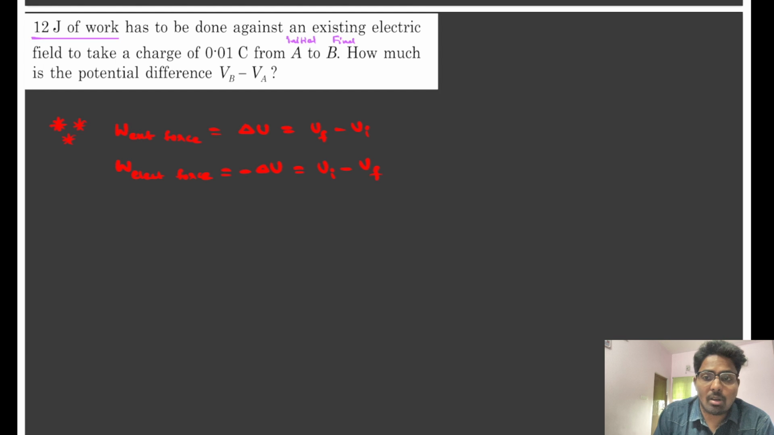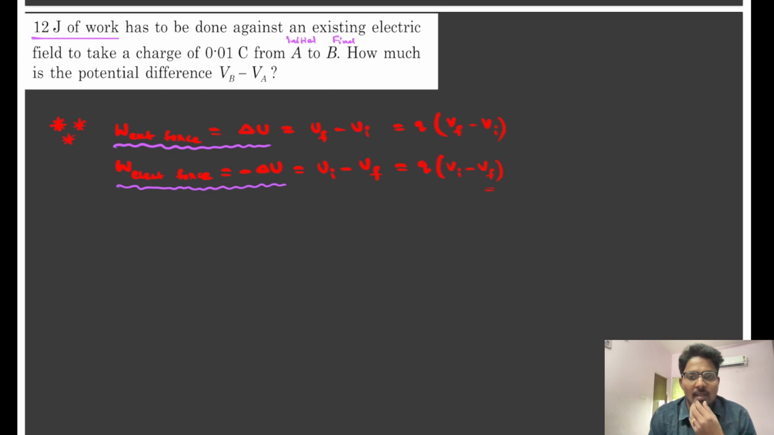In yesterday's theory part, I already gave the formula for the relation between U and V, that is, potential is nothing but potential energy per unit charge. So by manipulating, if I take charge Q outside, I can write Q into final potential minus initial potential, and here Q into initial potential minus final potential. It is very, very important that you understand that work done by external force is the change in potential energy, but work done by the electric force is minus delta U, minus the change in potential energy.